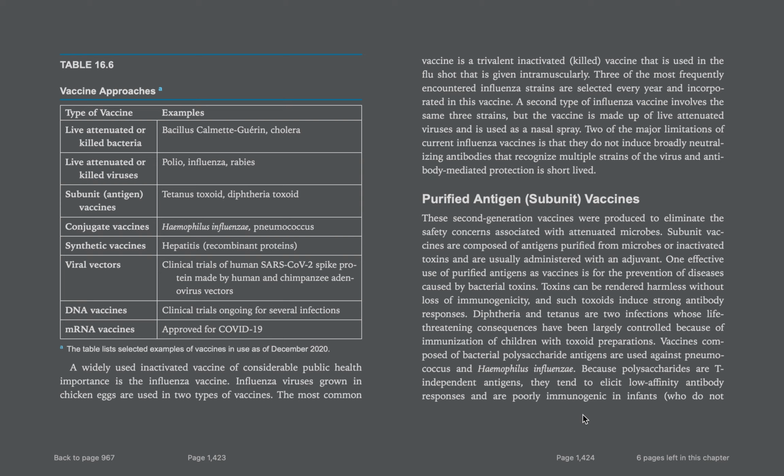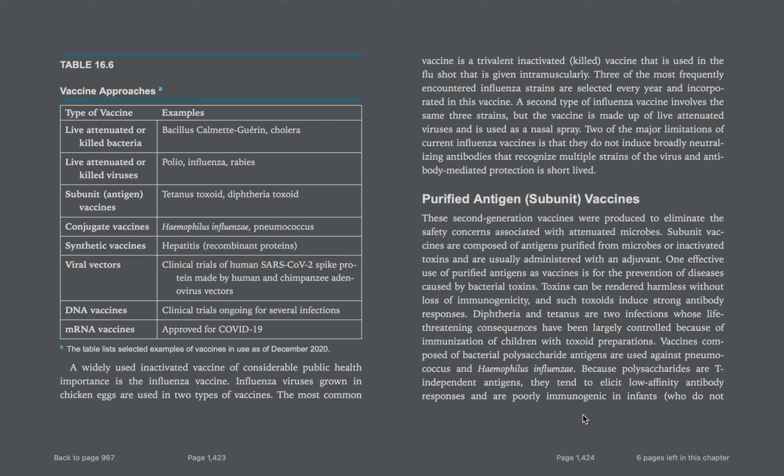Two of the major limitations of current influenza vaccines are that they do not induce broadly neutralizing antibodies that recognize multiple strains of the virus, and antibody-mediated protection is short-lived.